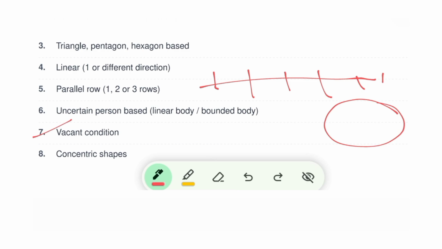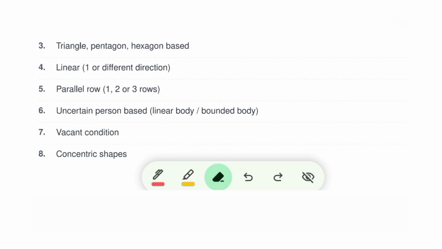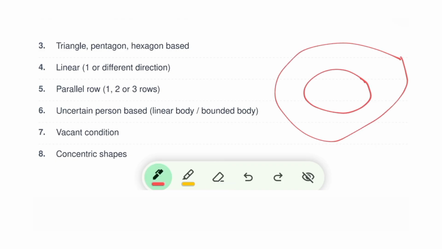Then the seventh one is a vacant condition. In any of the above, there can be a vacant condition, like seats are given but persons are not there. Then there is type 8, that is concentric. There can be two circles, some persons outside and some persons inside. So these are concentric shapes. It can be in a circle format or rectangle, square, any type of form.